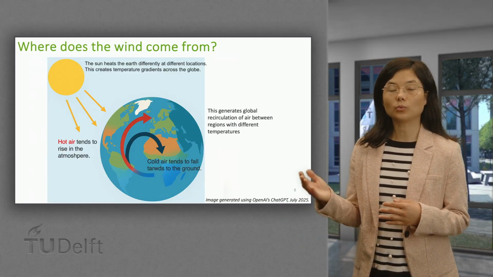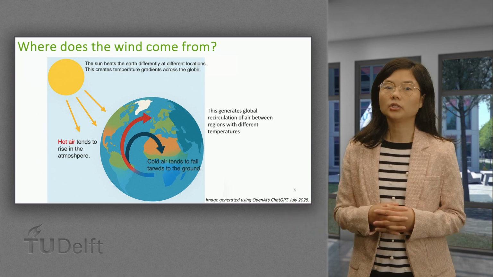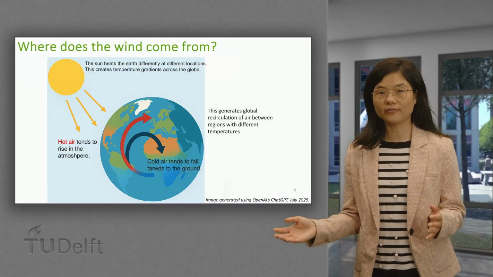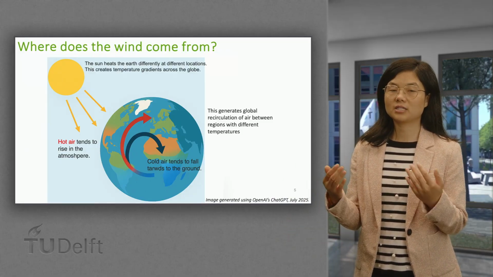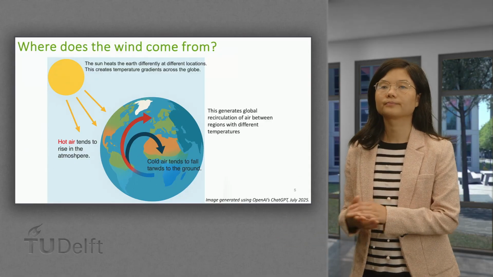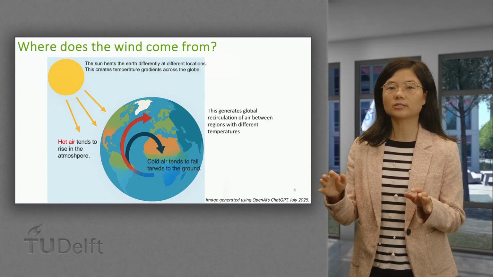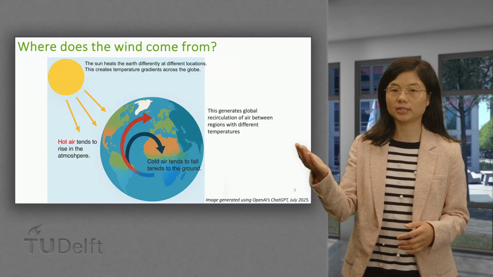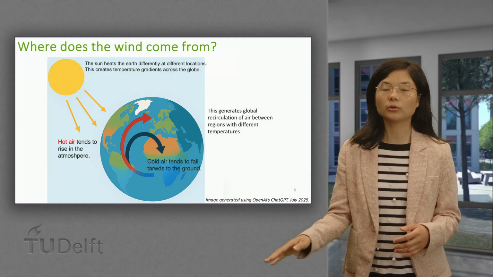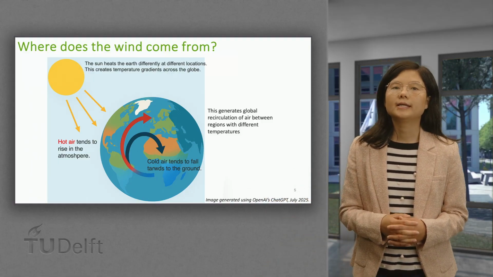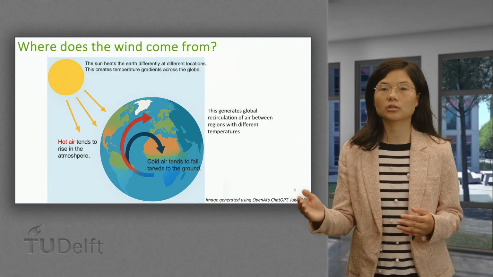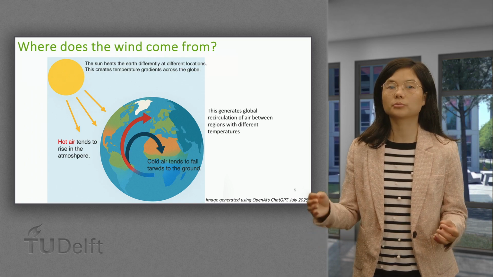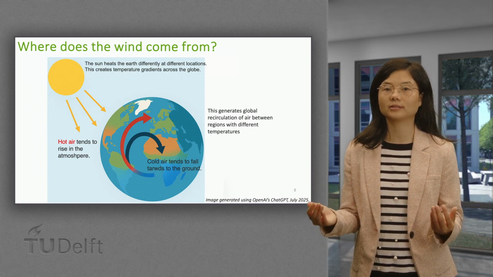Have you ever wondered where wind actually comes from? It all starts with the sun. The sun hits the Earth's surface unevenly. Some regions receive more solar energy than others. This creates temperature gradients across the globe. As a result, warm air rises because it's lighter, and cooler air sinks toward the ground because it's heavier. This movement sets up global air circulation patterns, large-scale wind systems that constantly redistribute heat and energy across the planet.